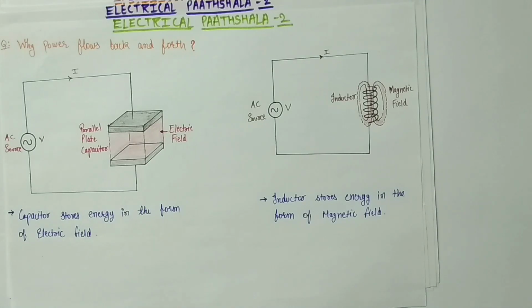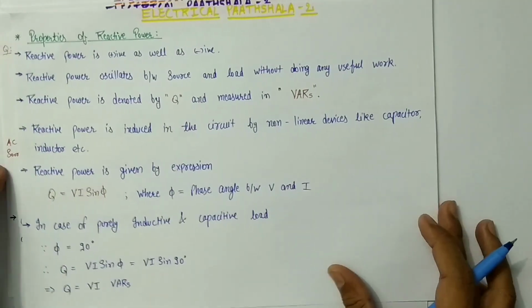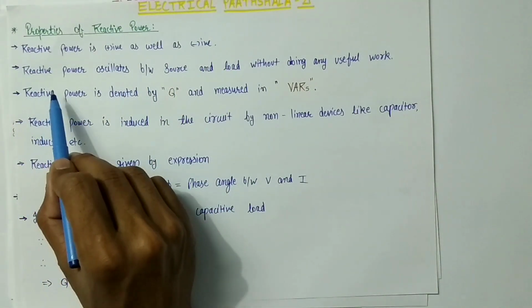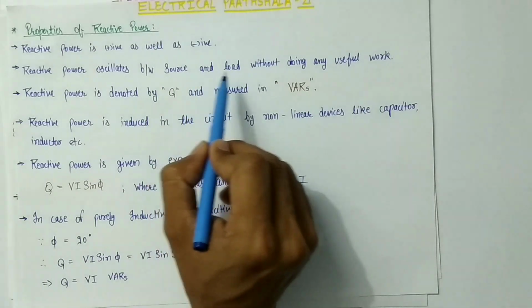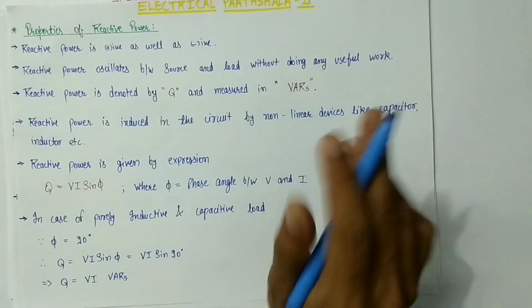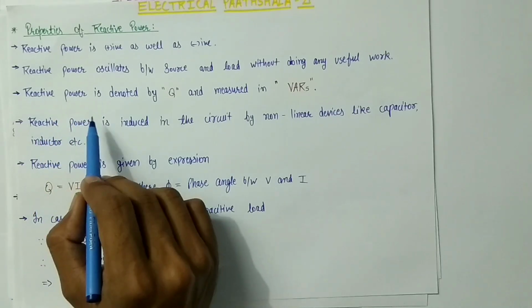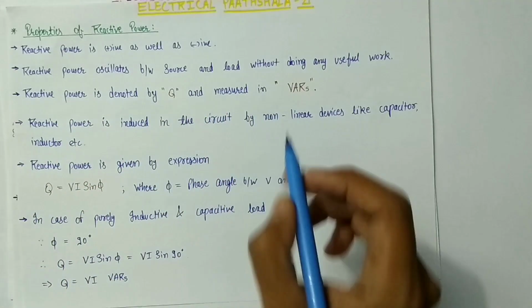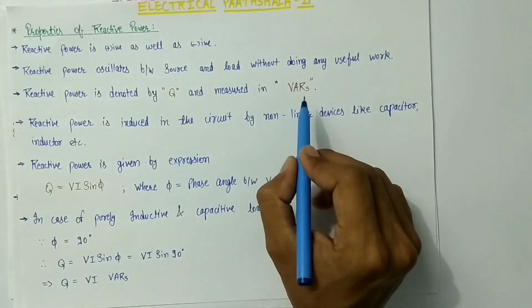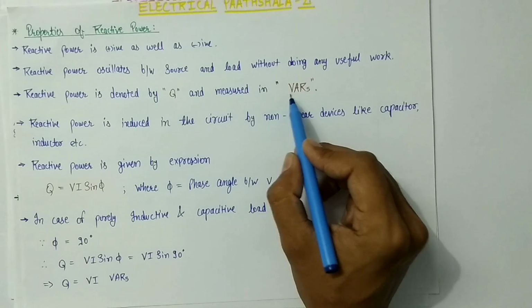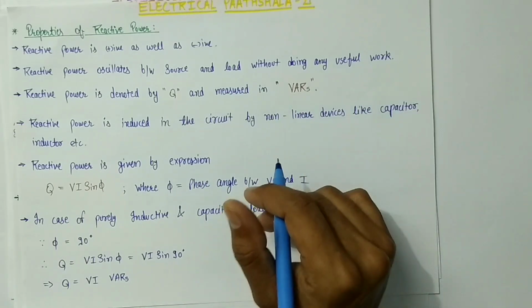So finally let's see the properties of reactive power. What are the properties? So first of all, reactive power is positive as well as negative. We saw that reactive power oscillates between source and load exactly like a pendulum without doing any useful work. So reactive power is denoted by capital letter Q and is measured in VARs. So unit of the reactive power is VARs. What is this VAR? This VAR is volt ampere reactive, or simply reactive volt amperes.